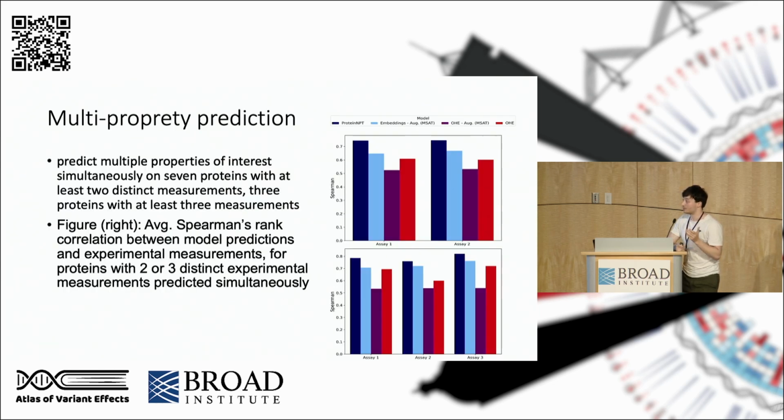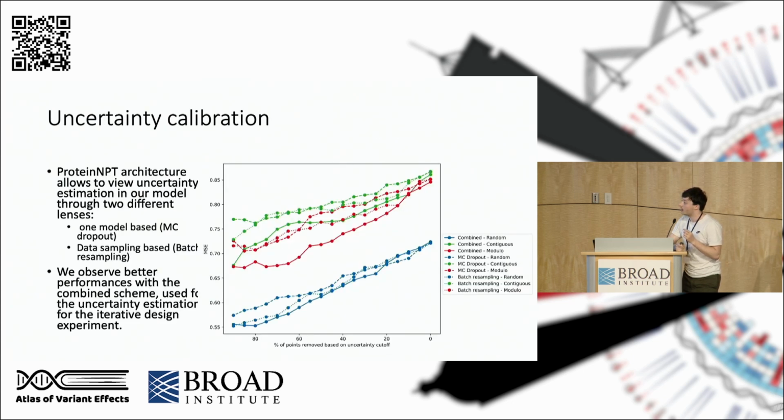So as I said, we can use the method for multiple property prediction. So this is what we did here, trying to predict more than one target. And we can also use the method to get uncertainty estimates. And we can do that by, instead of just doing the dropout method that we use in machine learning, varying the sequences we construct a batch with, and this will give even better uncertainty estimates than the traditional dropout approach.